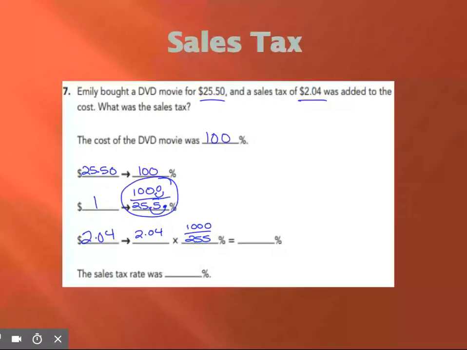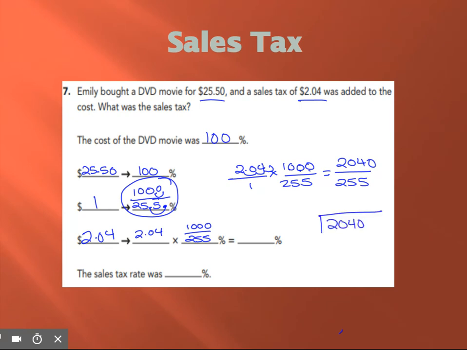Okay, so 204 over 1 times 1,000 over 255. It's a more difficult one, but we're definitely capable of it because there's 1, 2, 3 zeros in 1,000. I'm going to move this over 1, 2, 3 zeros or 3 spaces. So that would actually give me 2,040 over 255. Now I got to do that dreaded long division. So 2,040 divided by 255.